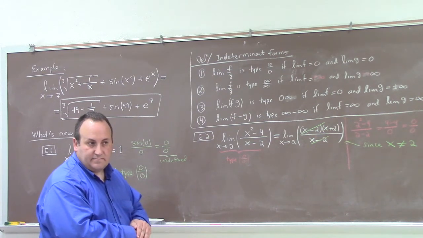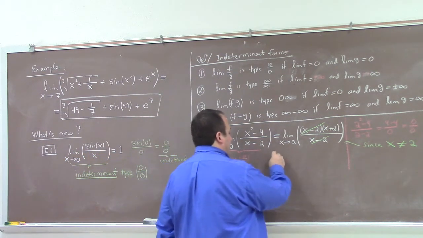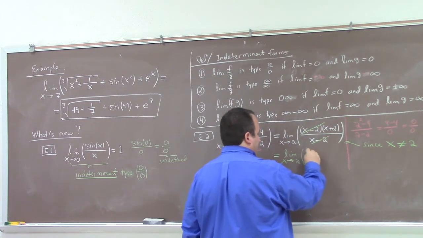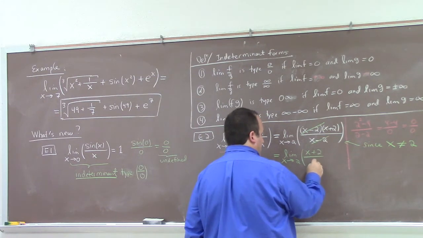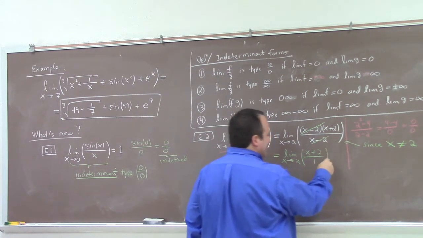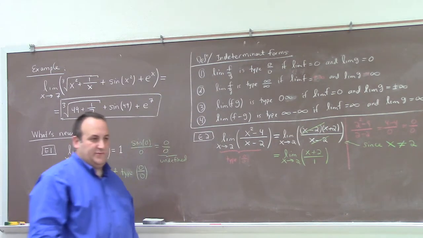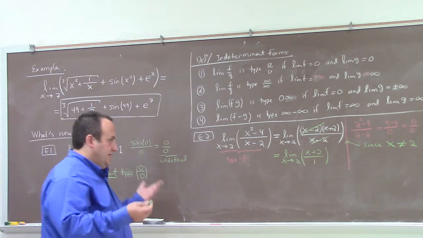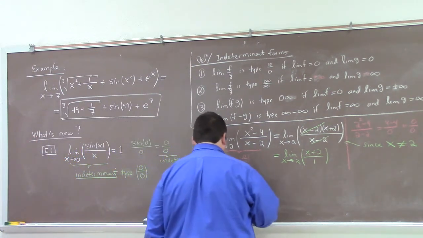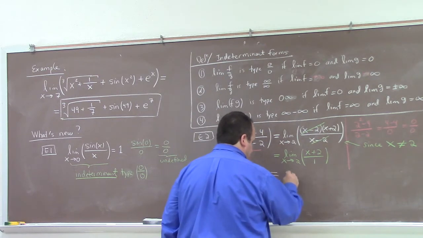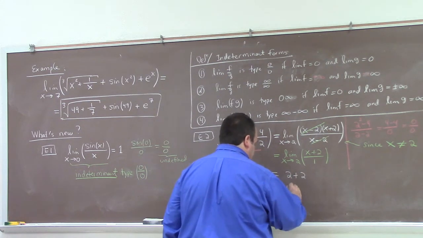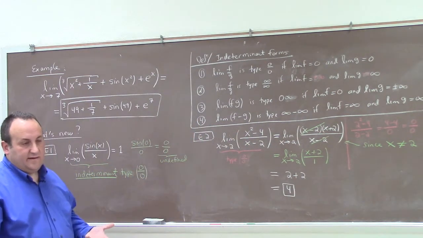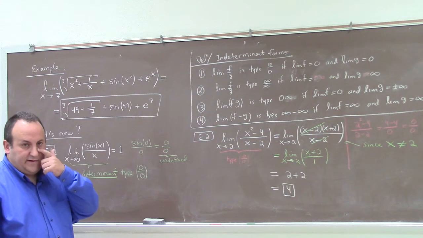Right? And what does it leave us with? Well, 1. I didn't really need to write that, but at which point I go, happy day. I can just plug in 2. What do I got? I got 4, right? 2 plus 2, 4. So this algebra step removed the indeterminacy and left us with a limit which we could just straight calculate.